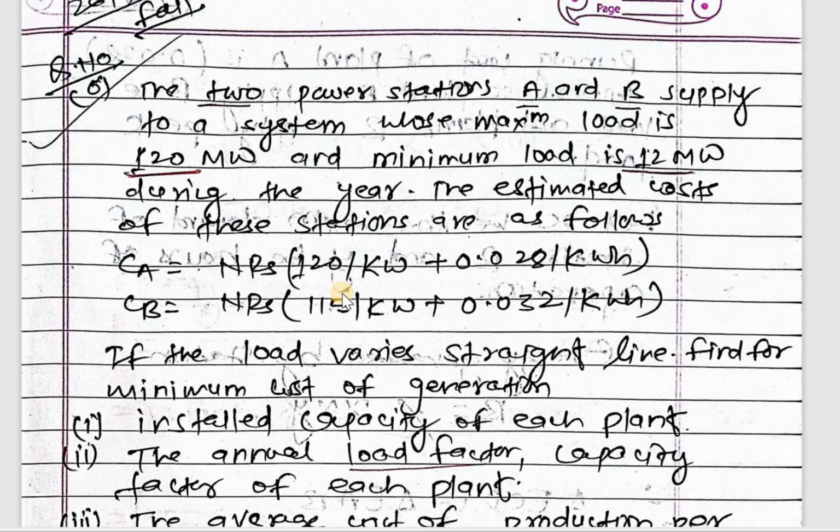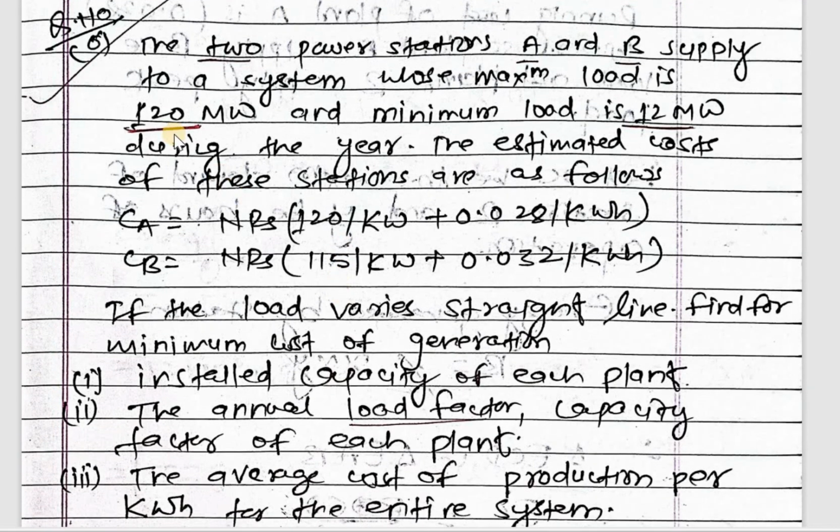Today our numerical problem is: two power stations A and B supply a system whose maximum load is 120 megawatt and minimum load is 12 megawatt during the year. The estimated costs of these stations are as follows. The cost of station A is 120 per kilowatt plus 0.02 per kilowatt hour. Similarly, station B is 115 per kilowatt plus 0.032 per kilowatt hour.